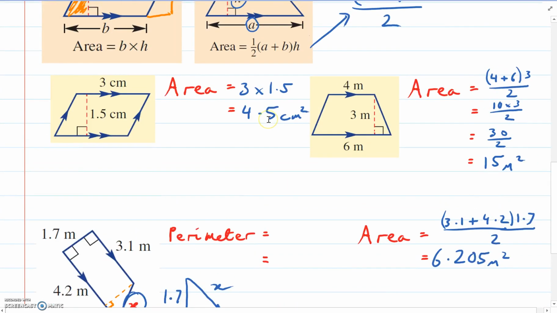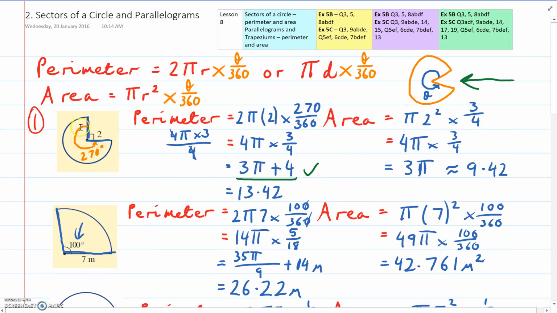That is a huge video, but they are 2 quite big sections. Again, just remember your different formulas, write them down somewhere. I'm sure you'll do very well.